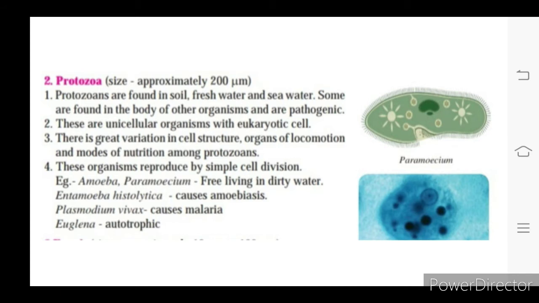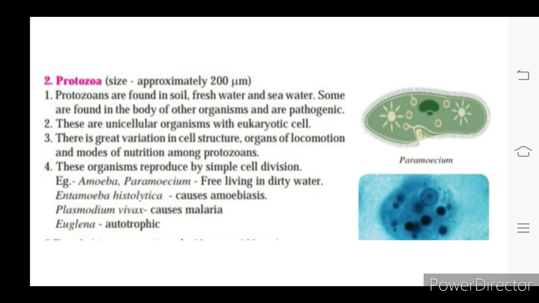Protozoans are found in soil, fresh water and seawater. Some are found in the body of other organisms and are pathogenic. Pathogenic means they mostly cause disease. If contaminated water contains such protozoans like amoeba and paramecium, and we drink it, then definitely it causes harmful symptoms to us.